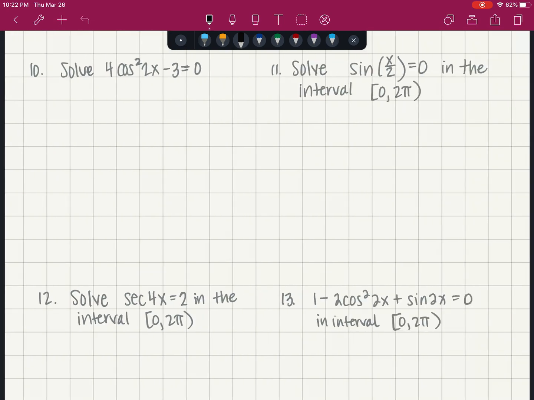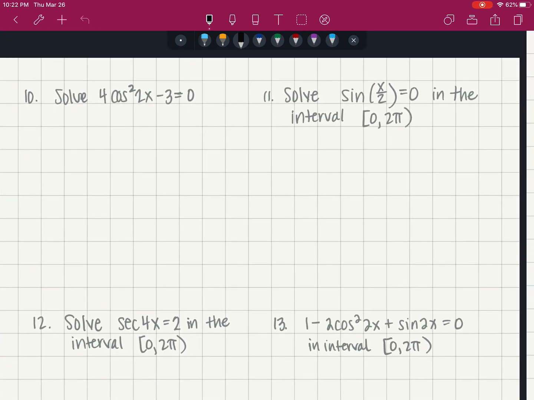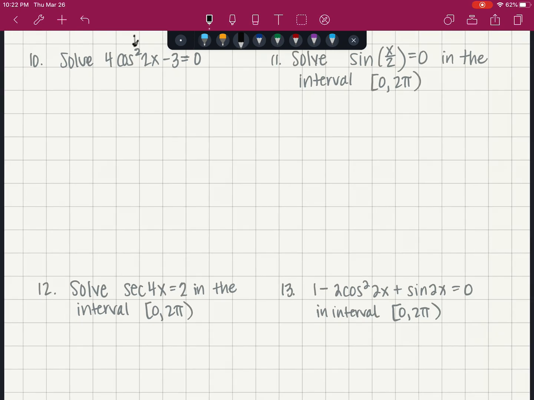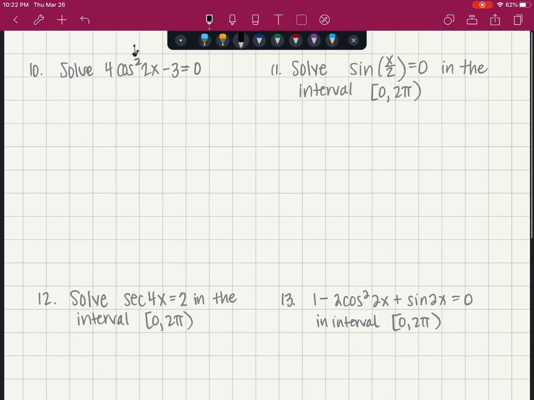Now in the next video, we're going to increase the intensity a little bit by adding that quadratic. And then you see that we start adding in the interval. So in the next video, we'll expand and go to the next level on solving these trig equations.